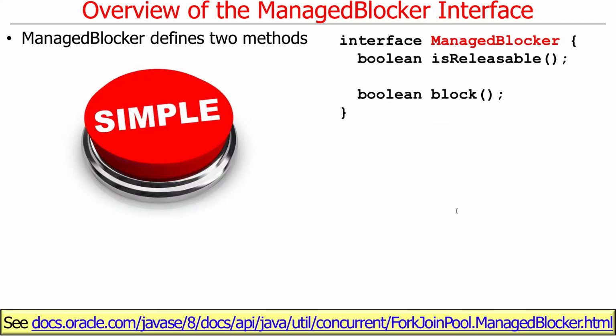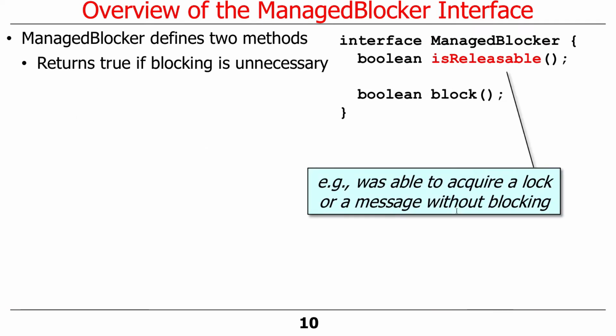The way this works is using something called a managed blocker. There are a couple of methods in managed blocker. It's a very, very simple interface, and you can see here it's got 2 methods. One of them is called isReleasable. This is a hook method; I'll talk more about what a hook method is in a second. It's a hook method that returns true if blocking is unnecessary.